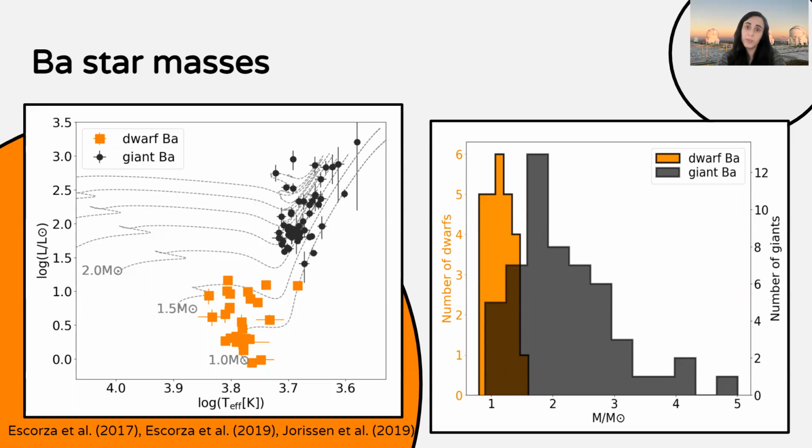We have determined barium star masses, and we have done this as accurately and precisely as we could using high-resolution spectroscopy, distances, and state-of-the-art evolutionary models. And here you have the HR diagram on the left of a sample of dwarf and giant barium stars, and the mass distributions that we determined for these objects on the right.